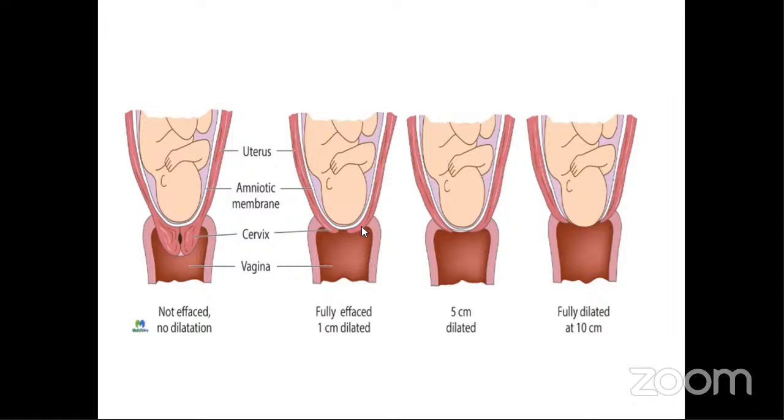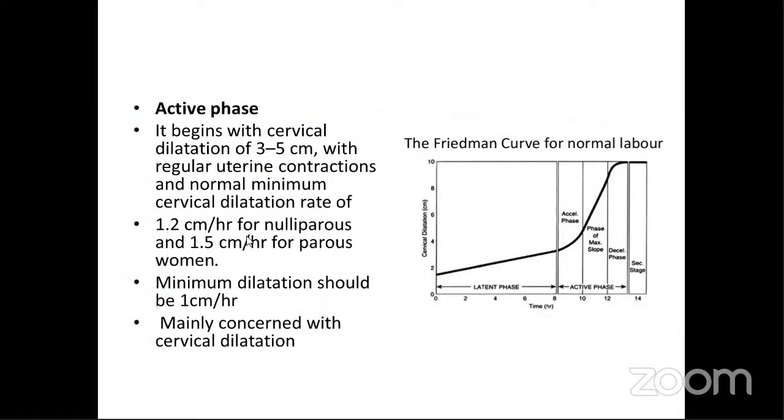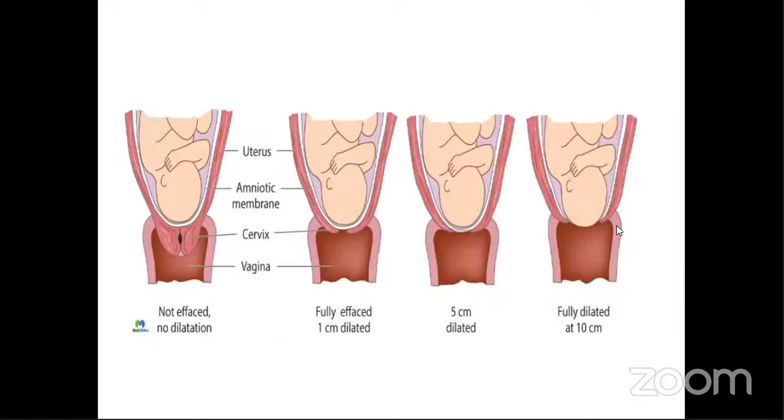Once it is fully effaced, you can see it's just 1 centimeter dilated here, and then begins the active phase of the labor with proper contractions. The cervix starts dilating, and it is important that it dilates at a certain rate, that is 1.2 centimeter per hour in nulliparous and 1.5 centimeter per hour in multiparous women. Once it is fully dilated at 10 centimeters, the patient completes her first stage of labor. Is it clear to all of you?